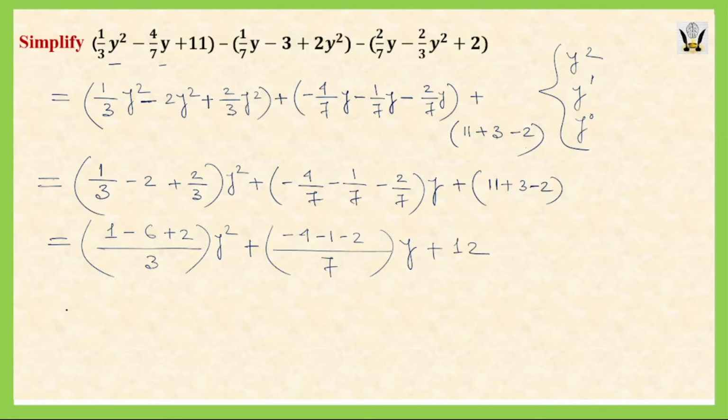It's simple. If we further simplify, 2 plus 1 is 3, minus 6, so minus 3. Minus 3 divided by 3 is minus 1, that means minus y square. Then we have minus 4, minus 1, minus 5, minus 2, minus 7. Minus 7 divided by 7 is minus 1 only, so minus y, and then we have plus 12. So this is our final simplified answer. We can rearrange the terms this way also: 12 minus y square.